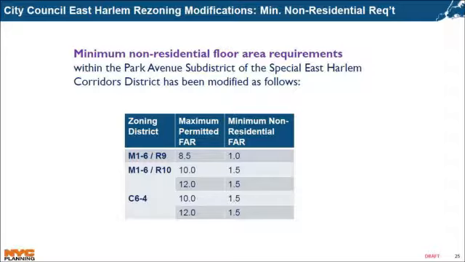And so you can see in the C6-4, which is the R10 equivalent, it was reduced from 2 to 1.5, and in the R9 equivalents, it was reduced from 1.5 to 1.